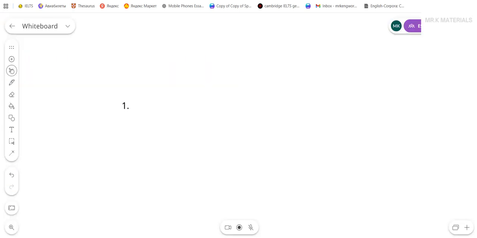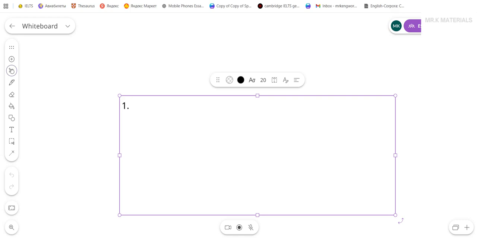All right, and while doing so, I'll have my little list here. I'll be writing that the first paragraph is about this, the second paragraph is about this, so it is clear for you as well. Okay, let's go ahead then.